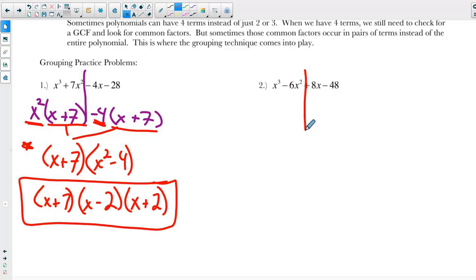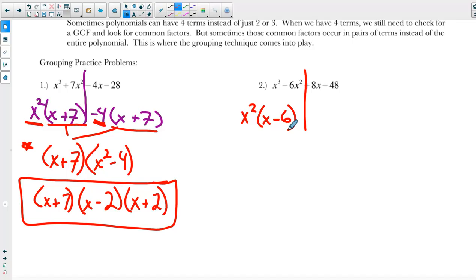X squared. Okay. Good job. So we got x squared, so I get x minus 6. So x squared times x gives me the x cubed. X squared times negative 6 gives me the negative 6x squared. So then I go to my next piece.